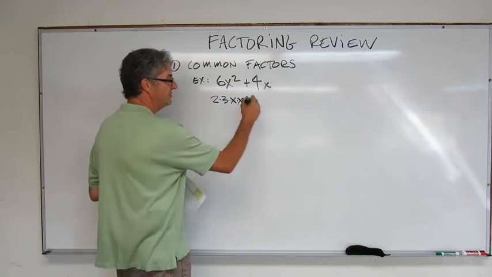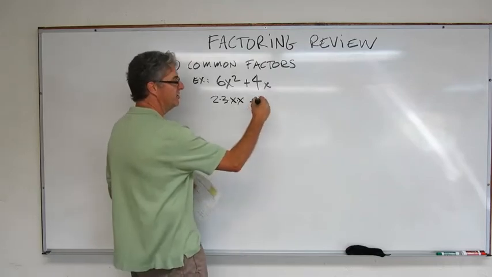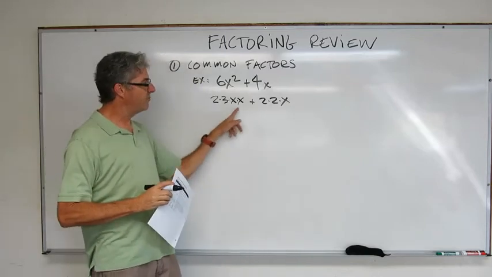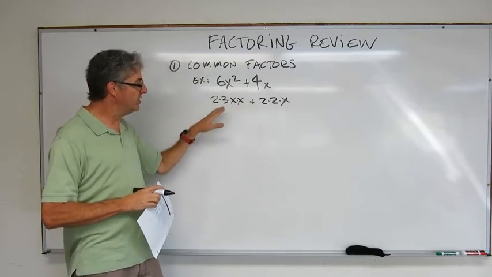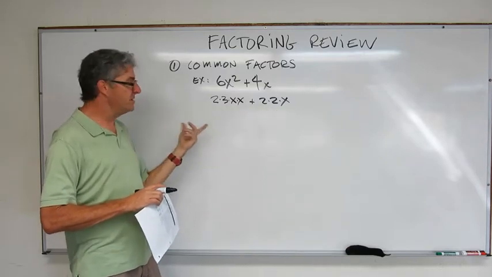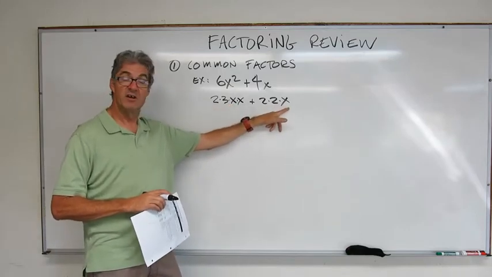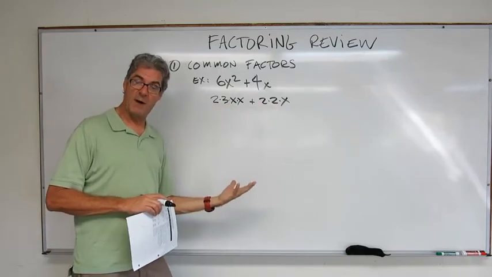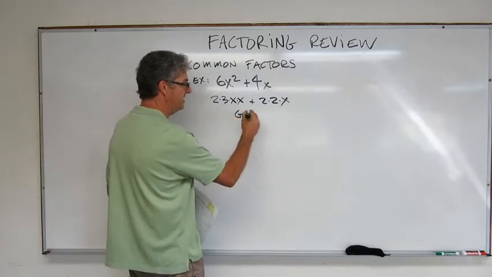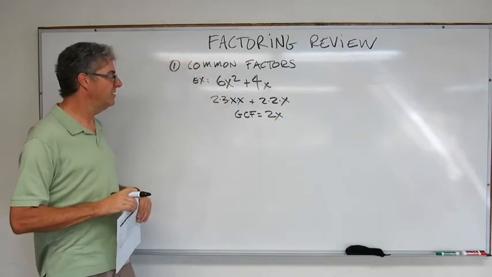Okay? So let's do the same thing for the 4x. This one's a little bit more simple. All I can do here is 2 times 2 times x. Okay? So now I have my prime factors spelled out, and I can look in each of these terms and find out what's common. And so it should start to be clear now. I have 2x in here, and I have 2x in there. So that's my largest common factor, or the GCF. So I'm just going to write that step here. GCF equals 2x. Okay? Greatest common factor.